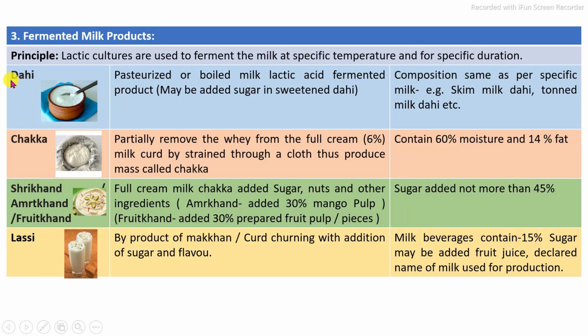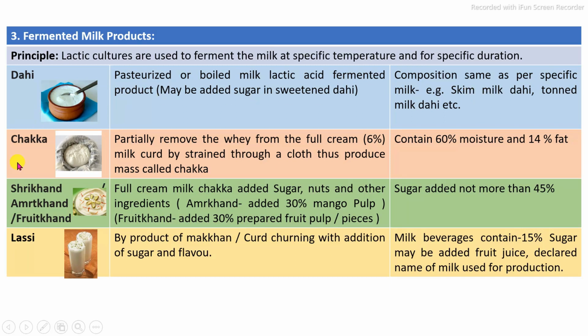The main products are dahi, chakka, srikhand, and lassi. These are the major products. Dahi is prepared as per the FSSAI specifications related to the milk which is used for the manufacturing process. That means if we produce skim milk dahi, then the specifications are related to skim milk.